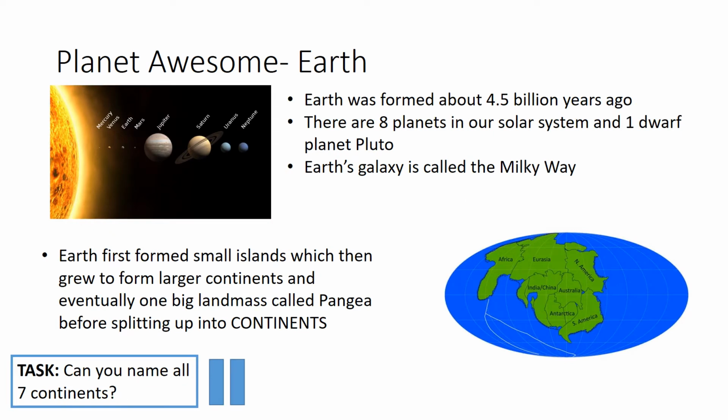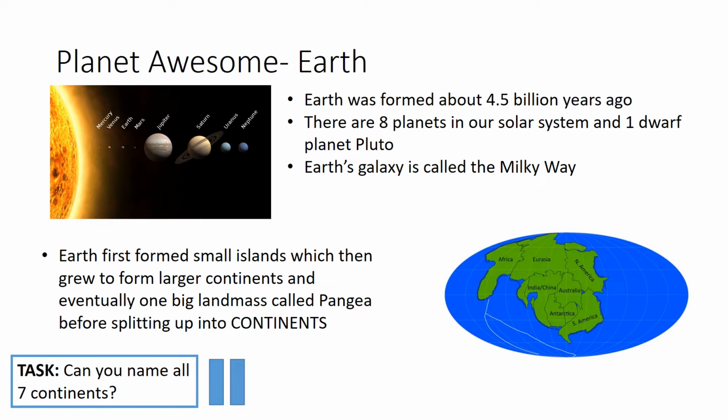So planet Earth, also known as Gaia, the world, the blue marble, or Planet Awesome, is part of a solar system of 7 other planets. So there are 8 planets in total, with one small dwarf planet known as Pluto. Earth also has many other planets as well within its galaxy, which is known as the Milky Way.